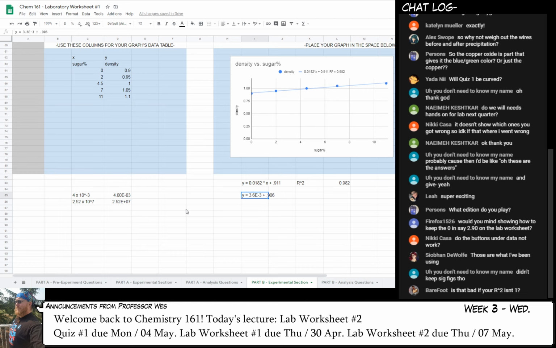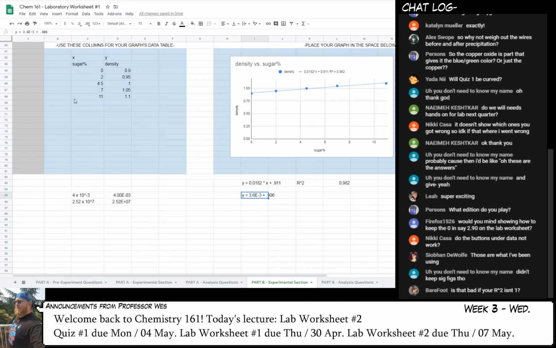Or you can even write a formula. So what I could do, and this is an advanced Excel trick, let's suppose that this is my formula right here. So I can say this equals y, which also equals 0.0182 times whatever density I put into it, which would be this, plus 0.911. I haven't put a density in here yet. But now what I could do is type in any, I'm sorry, this is a sugar percentage. I could type in any sugar percentage I want, and the density will appear.